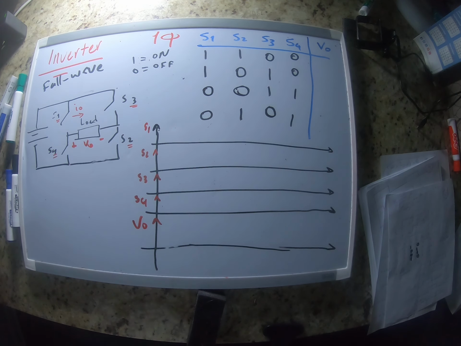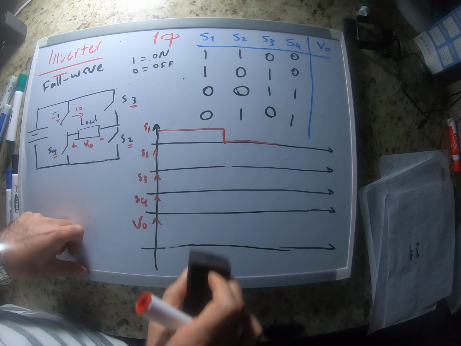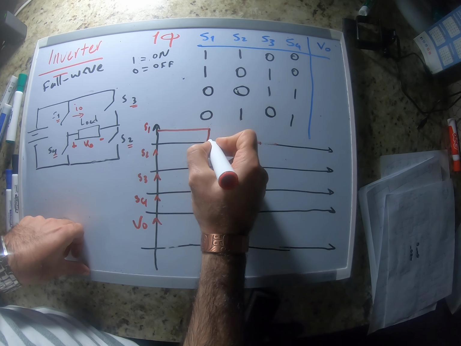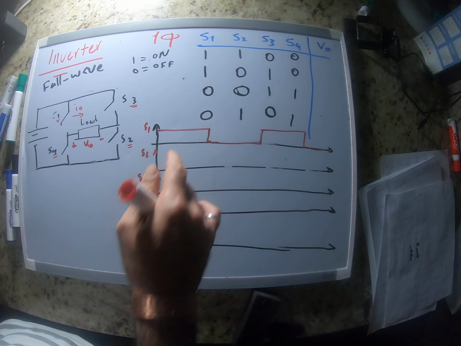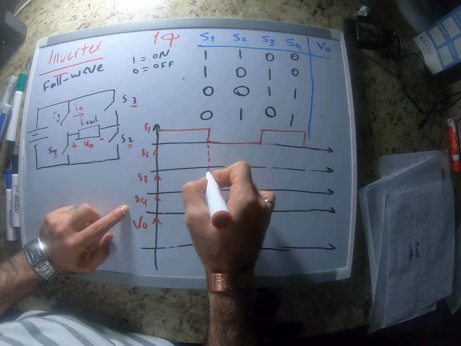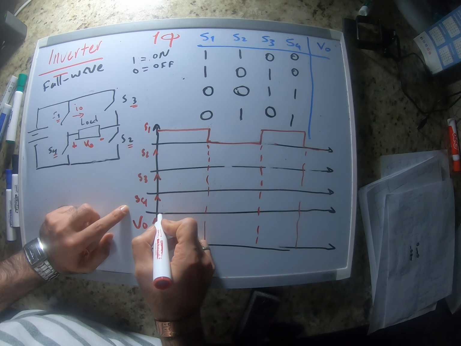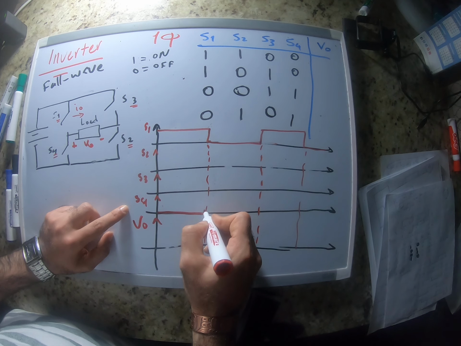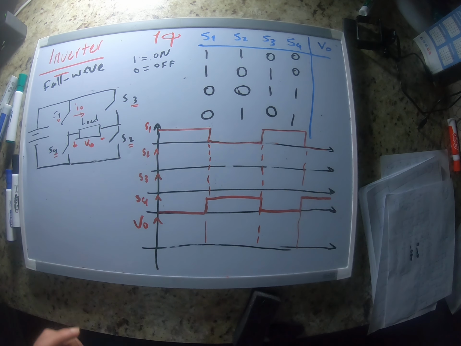So let's have S1 on for this much time and then off. Let me make it a little bit smaller so that I can show more pulses. This much, and it's going to be off for this much. It's going to be on for this much and off for this much. And now I can do S4, because when S1 is on, S4 has to be off, and when S1 is off, S4 has to be on, and this would continue.